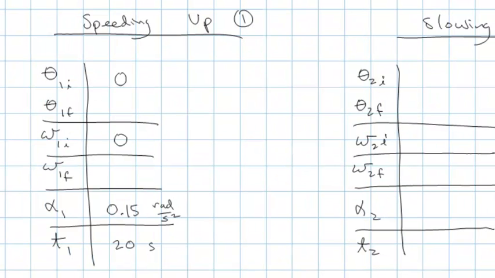So the first thing I'm going to do is fill in my missing quantities during my first time interval while the drum is speeding up. I know three things. I know the time, I know alpha, I know omega initial. I can solve for omega final and the final angle. I'll find omega final first.